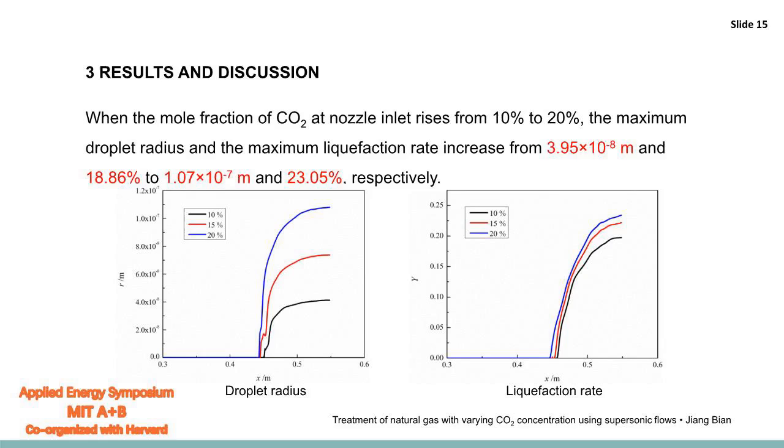After this stage, the radius and liquefaction rates increase slowly, reaching the maximum value at the outlet of the nozzle. In addition, the droplet radius and liquefaction rate increase with the increase of inlet CO2 concentration.